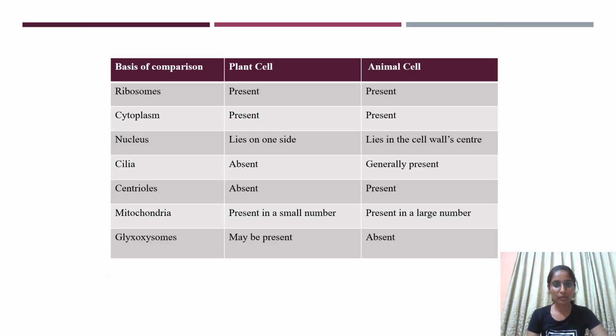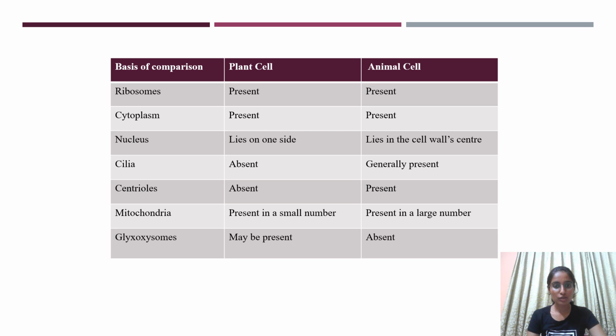Ribosome is present in plant cell as well as animal cell. Cytoplasm is also present in plant cell as well as animal cell. The nucleus lies on one side of the plant cell. The nucleus lies in the center in the animal cell. Cilia is generally absent in plant cell. Cilia is generally present in animal cell. Centrioles are absent in plant cell and centrioles are present in animal cell.